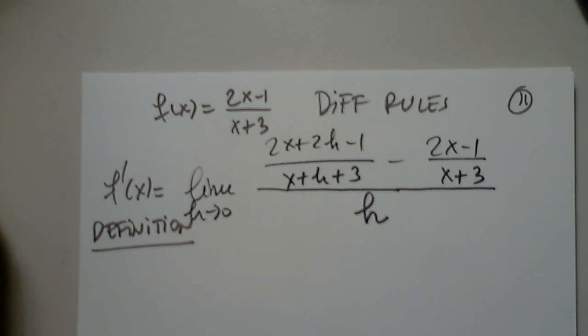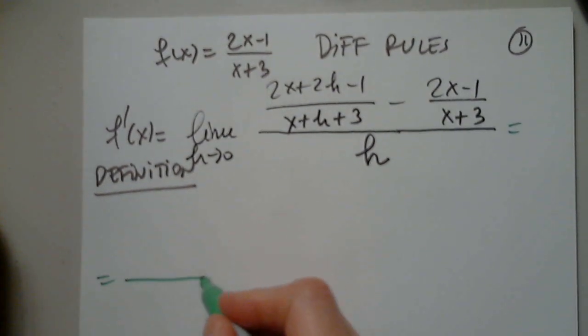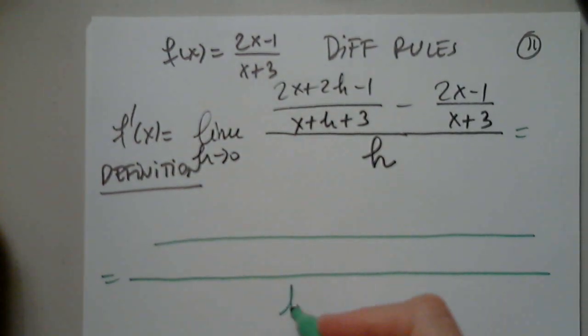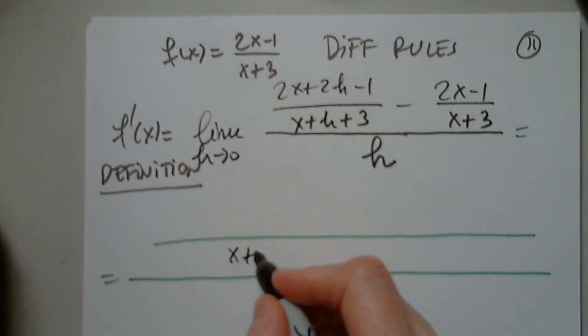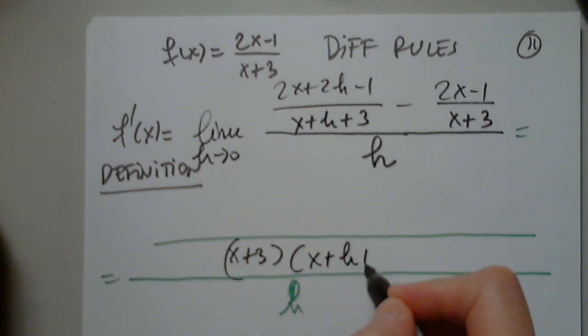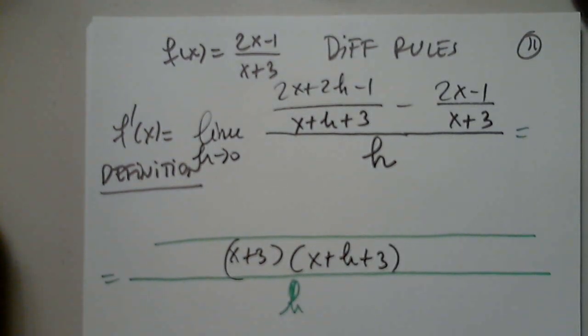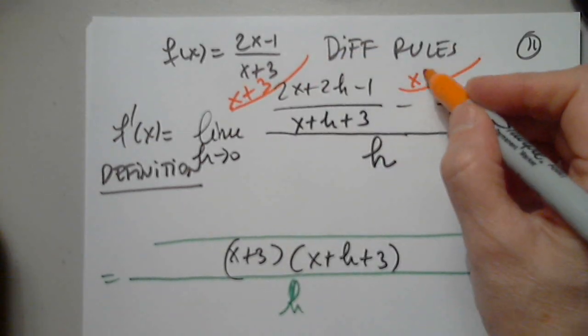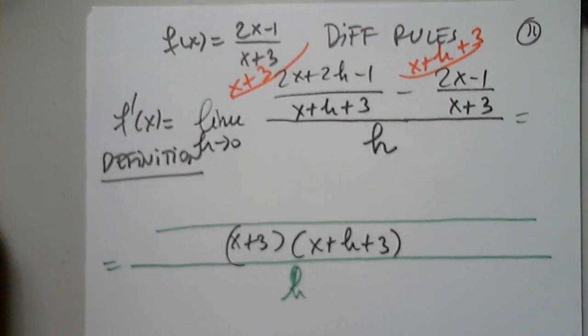How do we do this? What is the next step? Oh, we have to multiply. Find the LCD. What is the LCD? It would be the two denominators, of course, the product of those two. So x plus 3, they have nothing in common. Therefore, the top needs an x plus 3, and this top needs an x plus h plus 3.